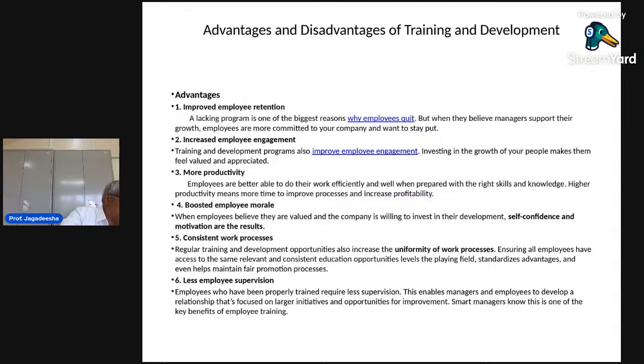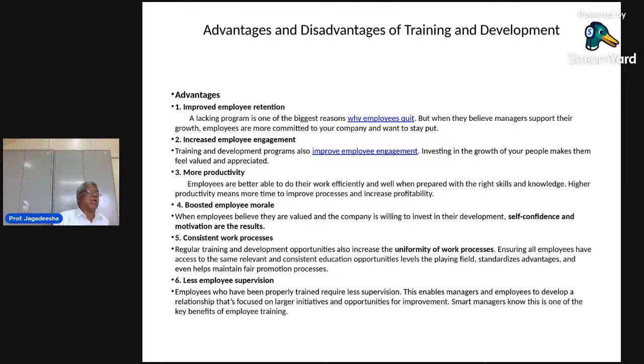The next important point is boosted employee morale. What is this employee morale? Let me tell you, employee morale is equally important. The training may be up to a period of 6 months. For example, look at State Bank of India employees. Employees will undergo training periodically. As and when new concepts come in and new challenges are ahead, training is very important.